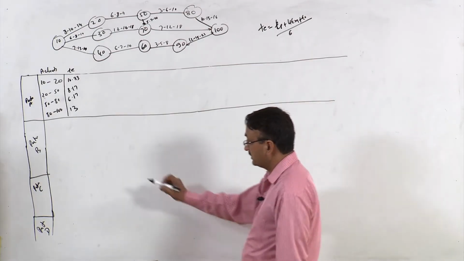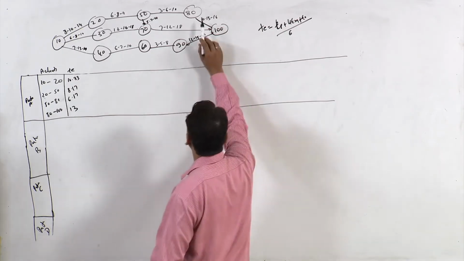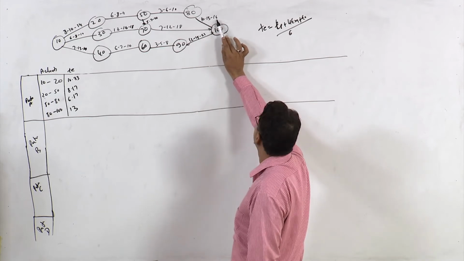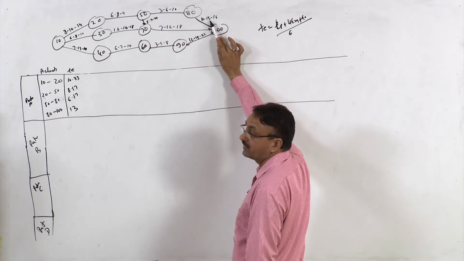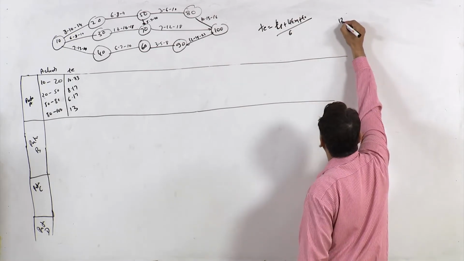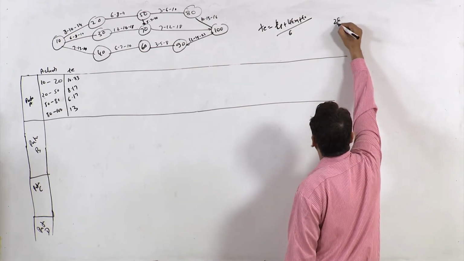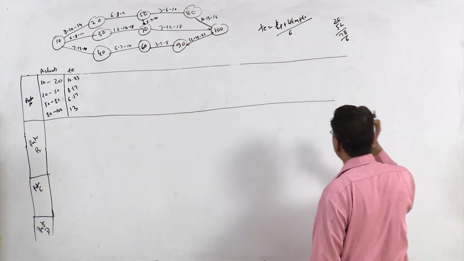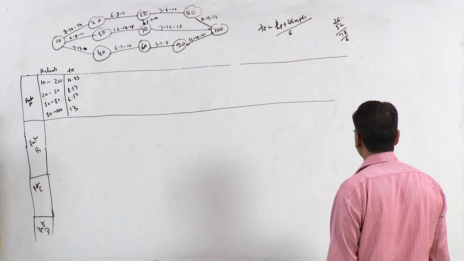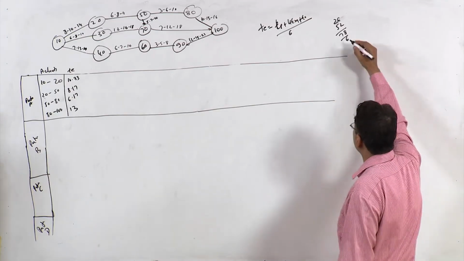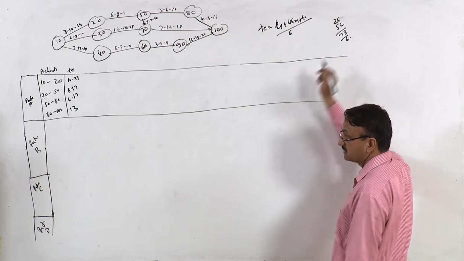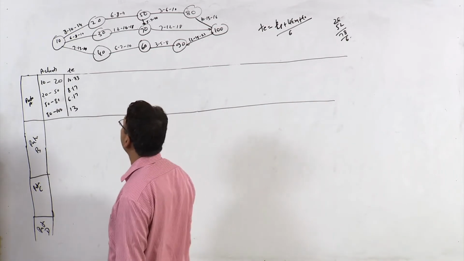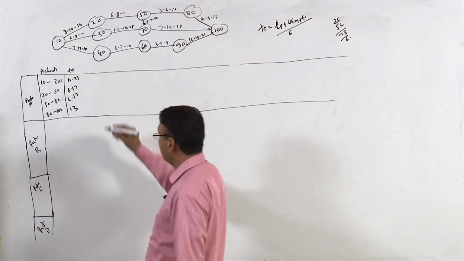Just check whether this is correct or not. Check it for 80 to 100, right. So 10 plus 16, 26 plus 13 into 4, 26 plus 52 is 78, divided by 6. So 78 divided by 6 is 13, right. So this is correct, okay. So TE for first path.